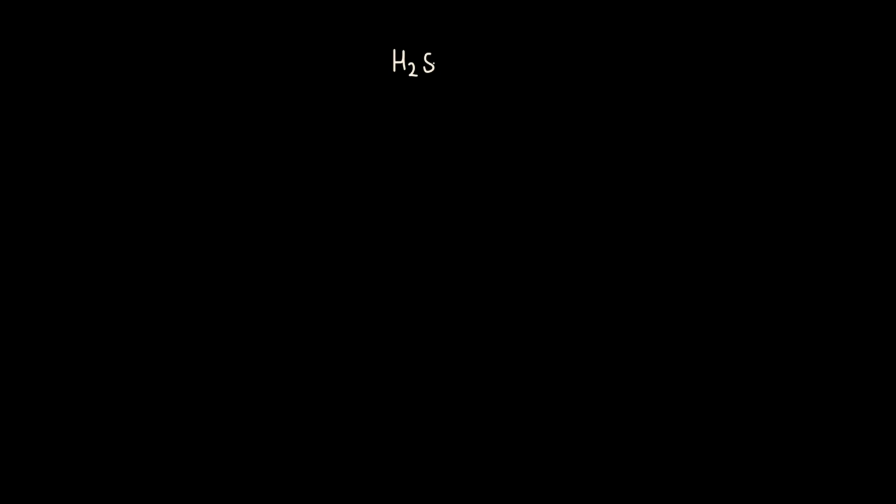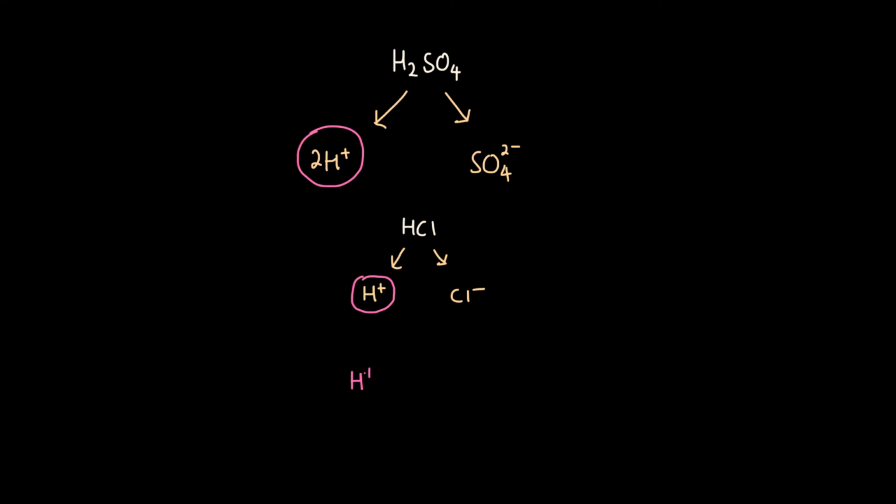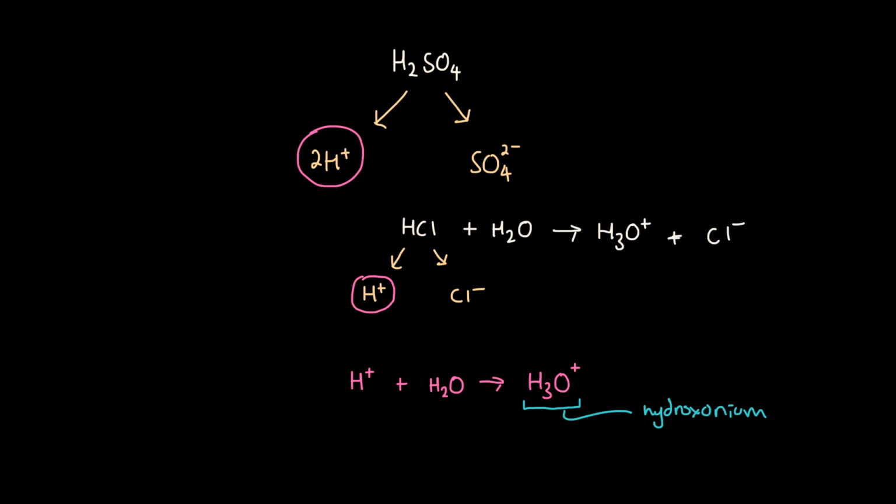So when sulfuric acid is placed in water, it dissociates into 2H+ and SO4 2-. Likewise, HCl dissociates into H+ and Cl-. When in water, these H+ ions don't like to hang around. They actually react with the water and form hydroxonium ions, H3O+. So the equation would actually be like this. You can see that in both equations, the acid has donated H+ ions.